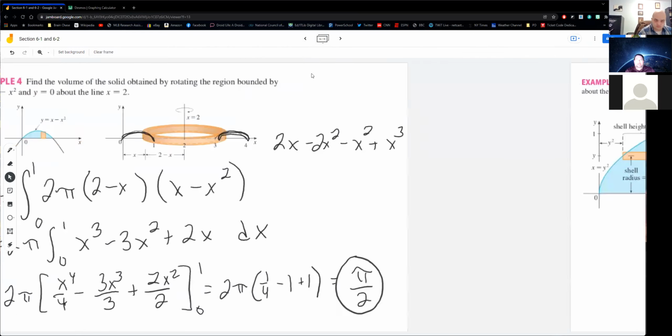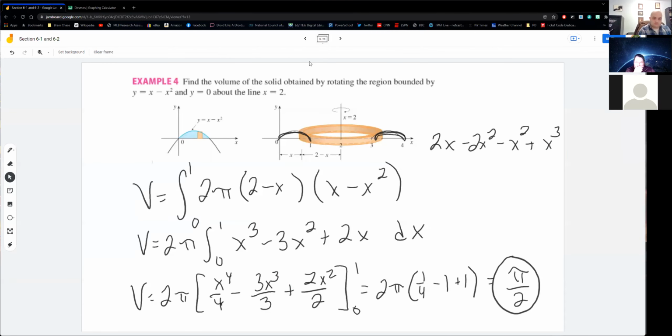All right. I didn't want to go off, because I haven't done one around the x-axis, and I want to do that one.